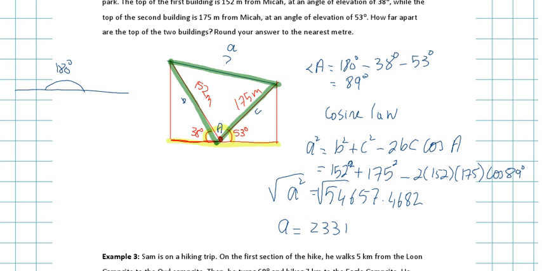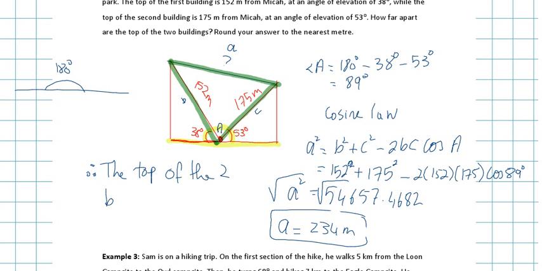Therefore, the two buildings should be 234. Top of the two buildings. Sorry? 234. 2, 3, 4. Yeah, I did math before. The top of the two buildings are 234 meters apart.